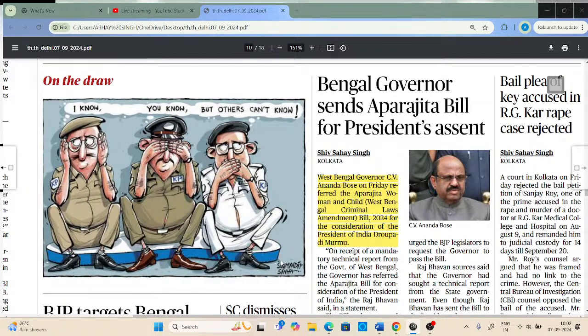C.V. Ananda Bose, and he will refer the bill to the President of India for his assent. Now this was very much predictable, and not only me, every person who is a bit politically aware and who is aware of the recent affairs in West Bengal would have had an idea of what C.V. Ananda Bose would do when this bill is presented to him for his assent: he will transfer this bill to the President for her assent.